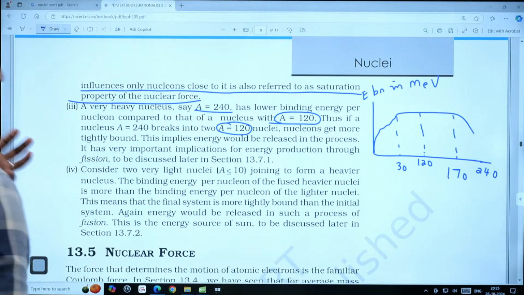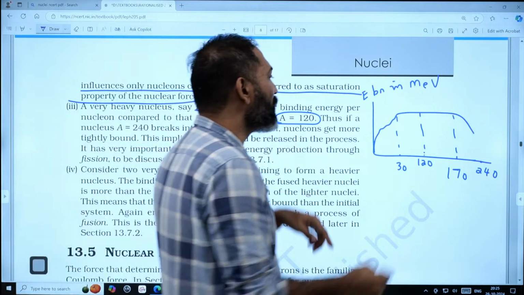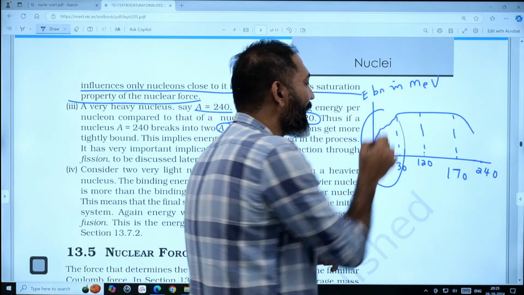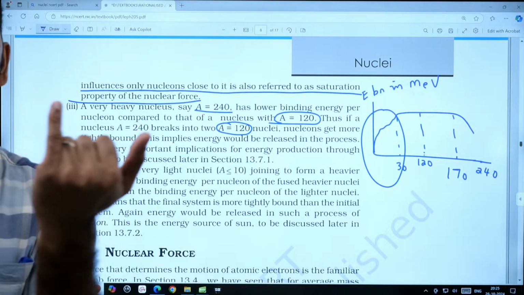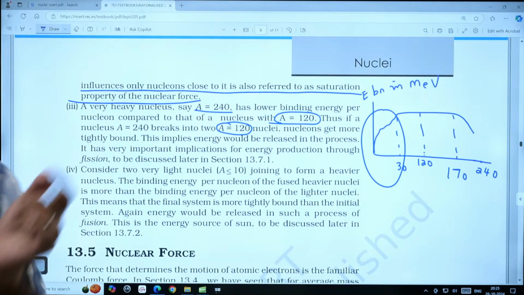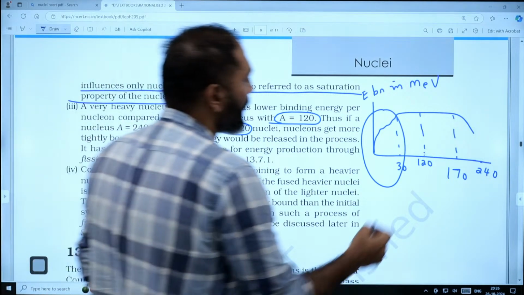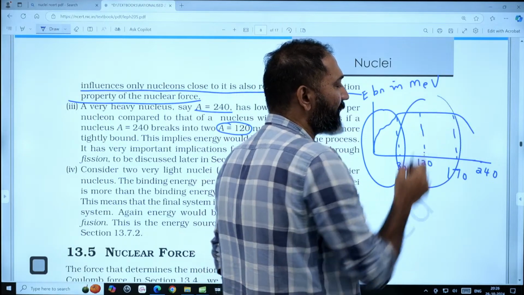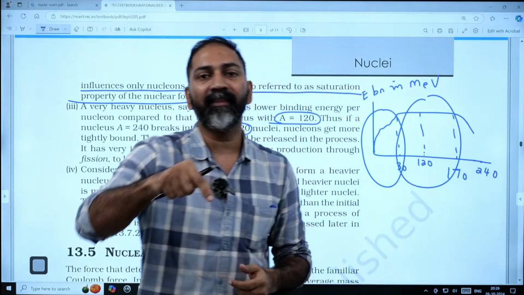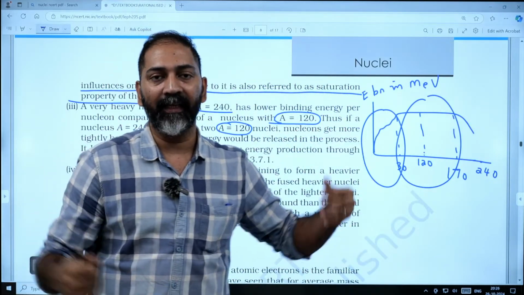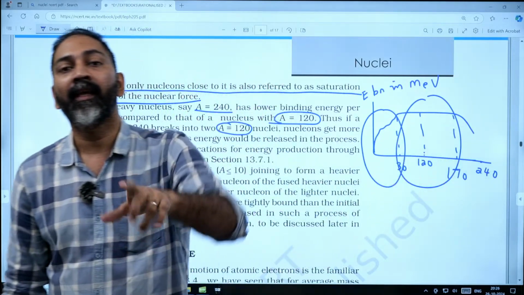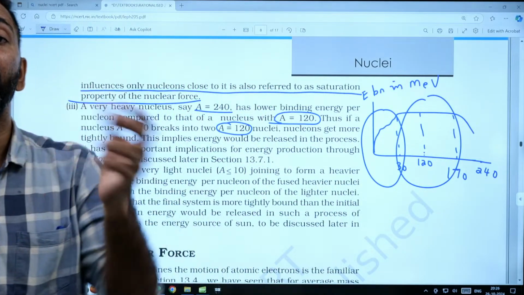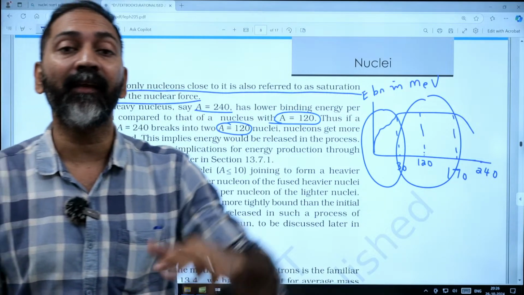So what is nuclear fusion? Light nuclei with mass number less than 30 combine to form a heavy nucleus. So mass number again will be what? Between 30 and 170. Light nucleus means what? Mass number less than 30. When they combine, the mass number will be between 30 and 170. What is the advantage of having mass number between 30 and 170?